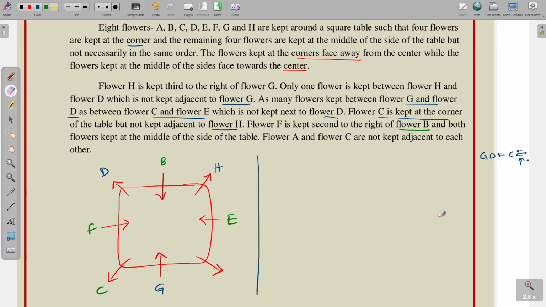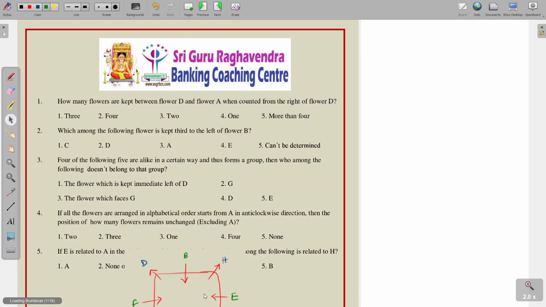So look at the next point once. Next point, flower A and flower C are not adjacent to each other. So here A is placed and C here. So it is the final arrangement of the puzzle. Let us move on to the questions.